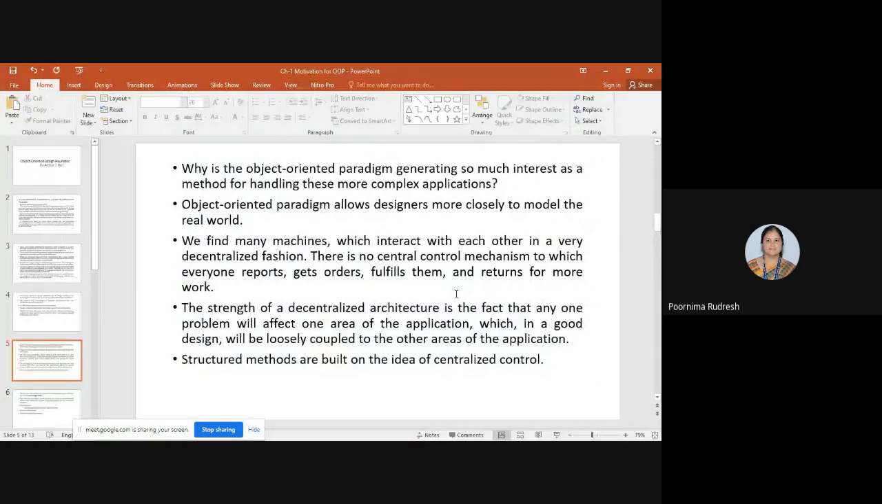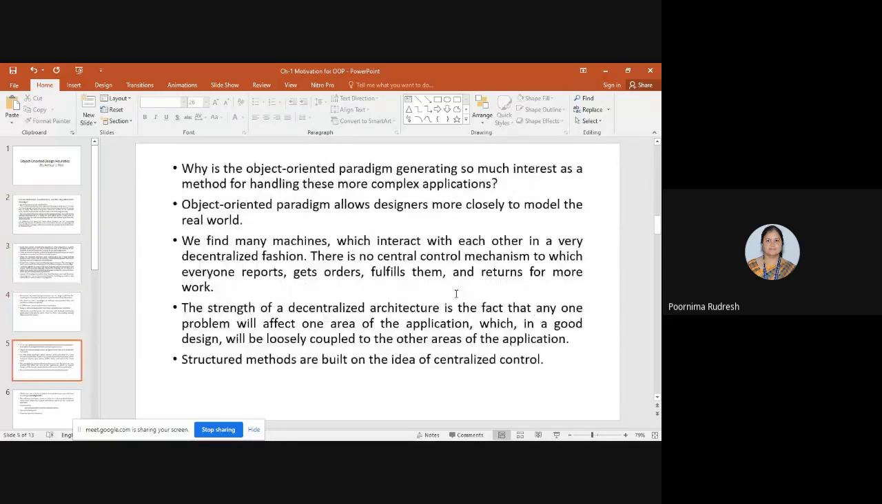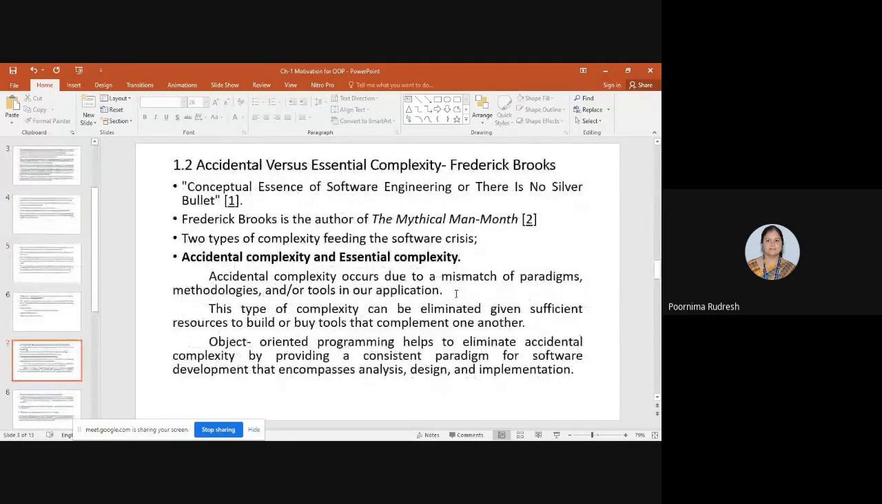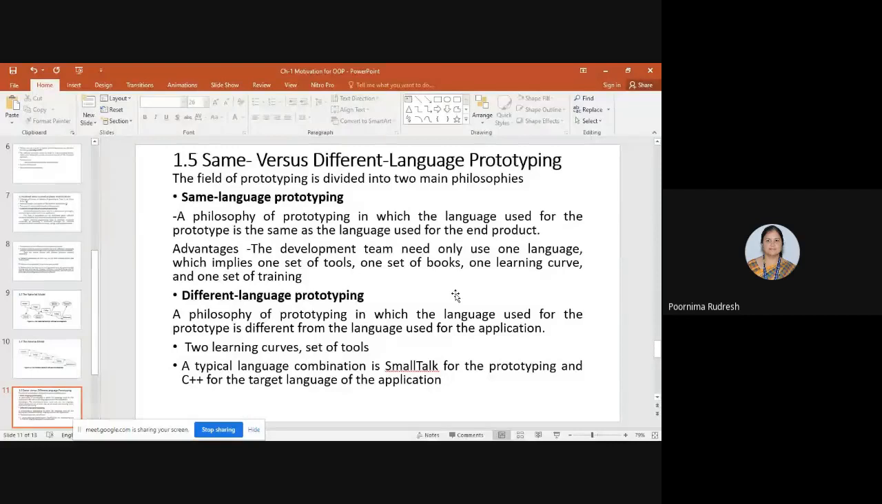So, in the last class, I started the first chapter. In that, I explained revolutionist, evolutionist, and the object-oriented paradigm. Next, I explained about the accidental versus essential complexity. After that, I explained the waterfall model and the iterative model. Right. So today we are going to study about another topic, that is same versus different language prototyping.